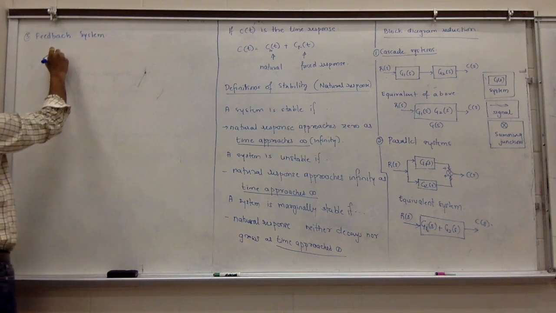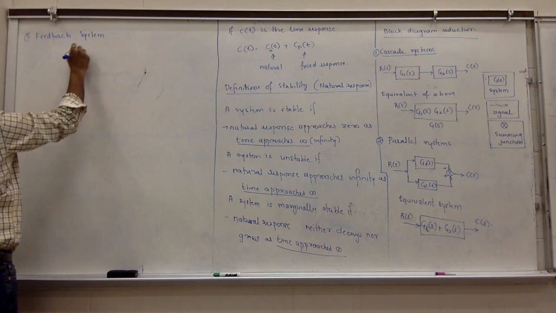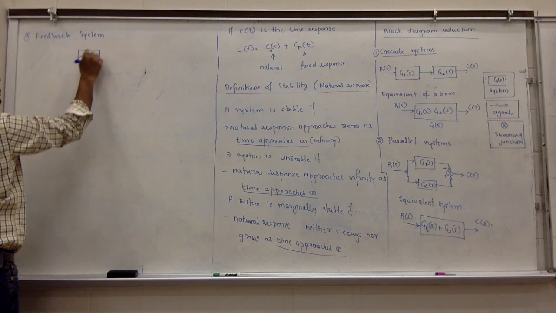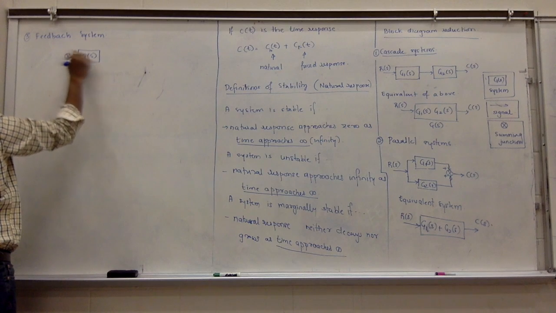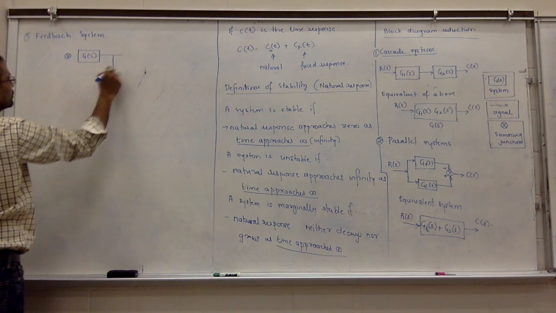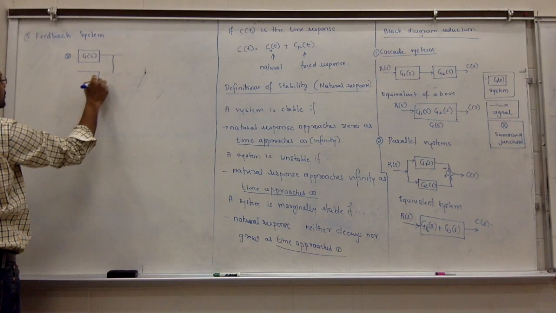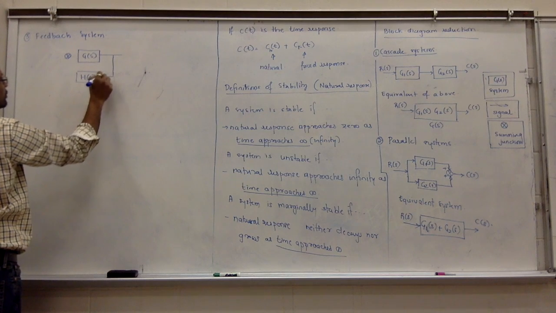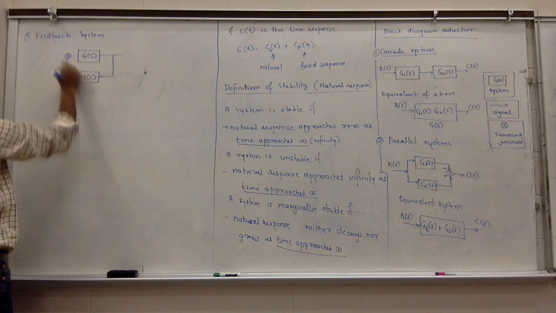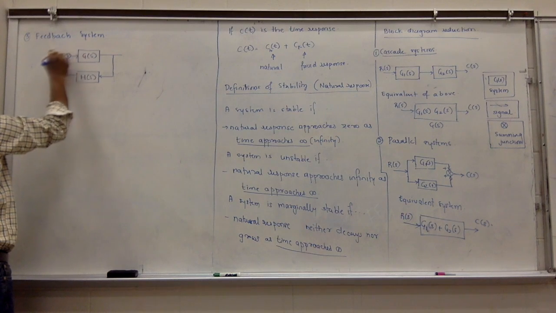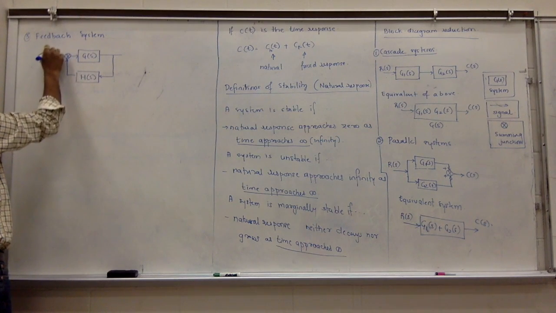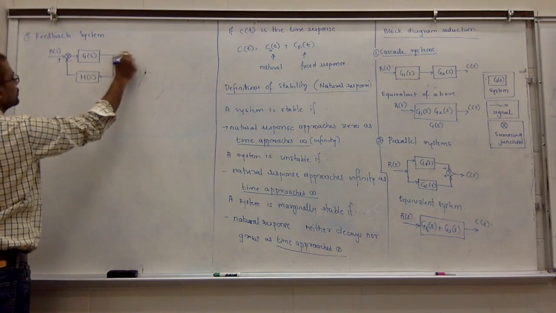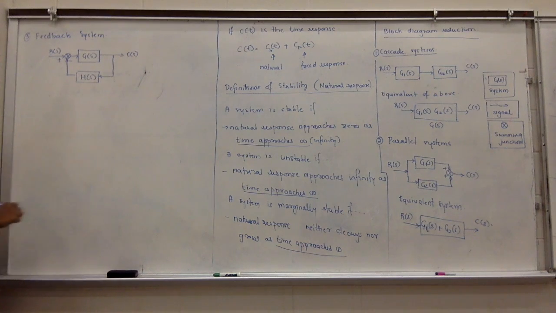They have G of S. And then you have H of S. This comes here, with minus and plus signs. This is a typical feedback system.